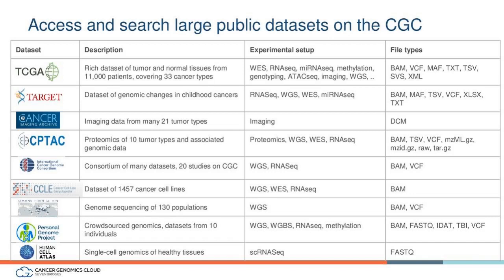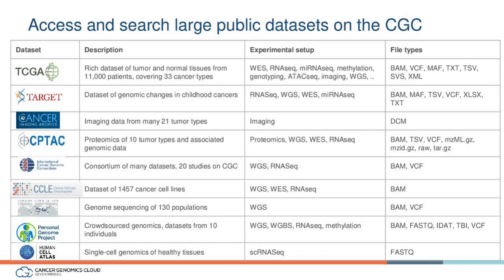And next is the CPTAC, which is the Clinical Proteomic Tumor Analysis Consortium. CPTAC is interesting because it's primarily for proteomics, so it has mass spectrometry data, but you also find associated genomic data for certain tumor types. Both proteomic as well as whole genome, exome, and RNA-seq data sets are available on the CGC.